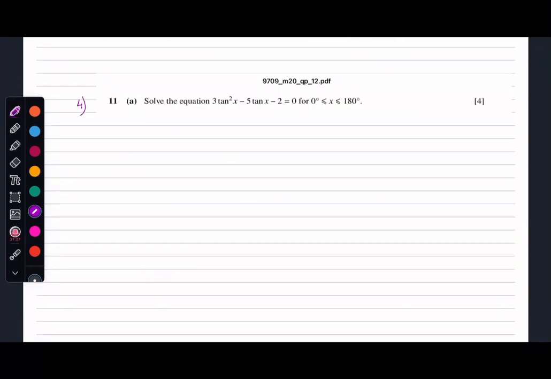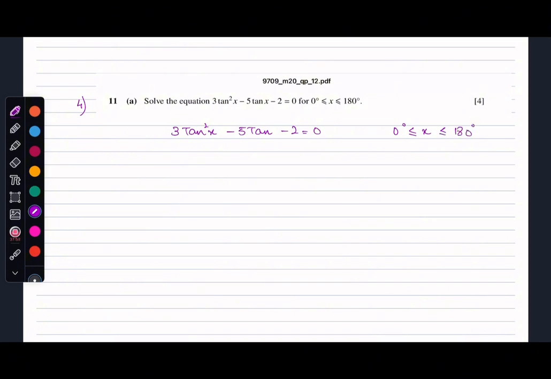Next question is taken from February March 2020, paper 1 variant 2, and it's question number 11 in the paper. Part A, solve the equation 3 tan squared x minus 5 tan of x minus 2, which is equal to 0, and we need to solve it for 0 degrees less than or equal to x less than or equal to 180 degrees here.